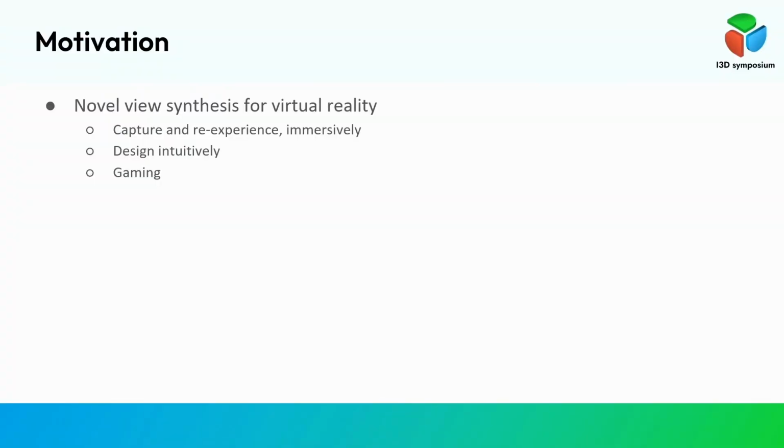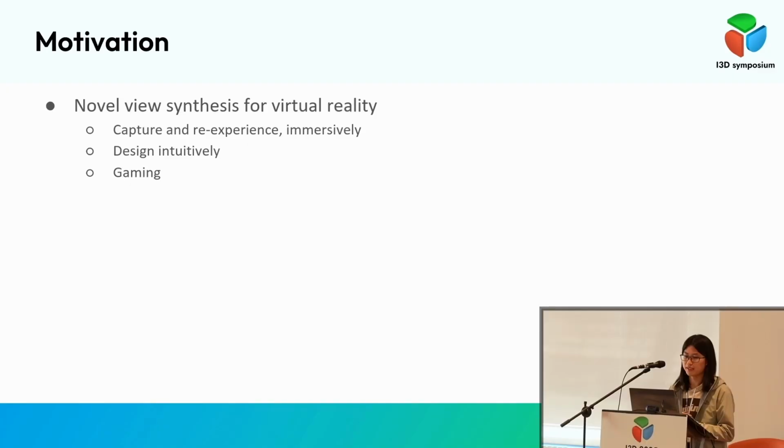Virtual reality is a natural use case for novel view synthesis. You can easily capture reality and re-experience it immersively in virtual reality. And also, I know there are some papers that aim to provide a design interface, allowing users to use their hands to intuitively design objects using 3D Gaussian splatting. Also, I think maybe future games may utilize novel view synthesis.